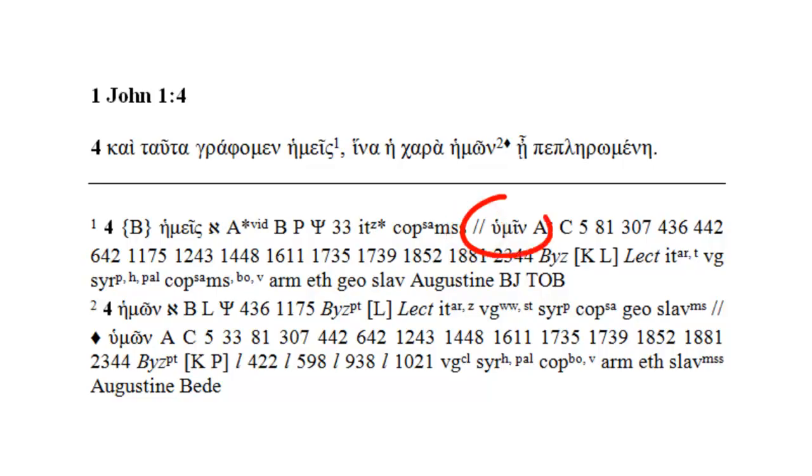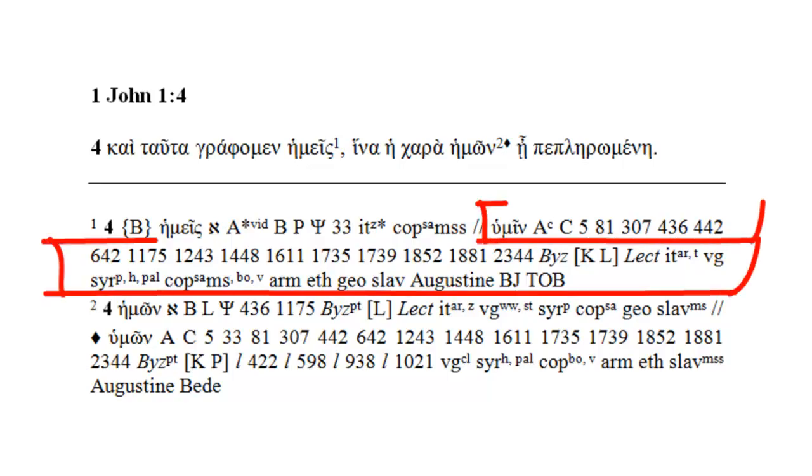Then we have the next textual reading, humin. So in place of hemes, some manuscripts have humin. And humin is the dative pronoun, so this would be "to you." So the question is, do we have the pronoun intensifying the subject, "we write these things," or do we have a dative pronoun that will serve as the indirect object, "we write these things, humin, to you"?